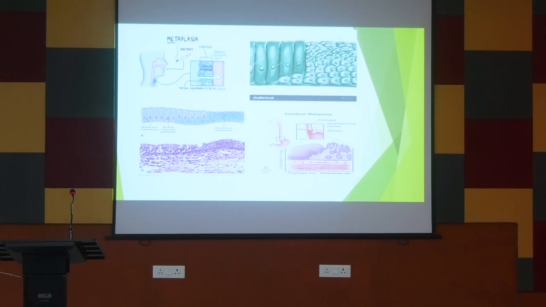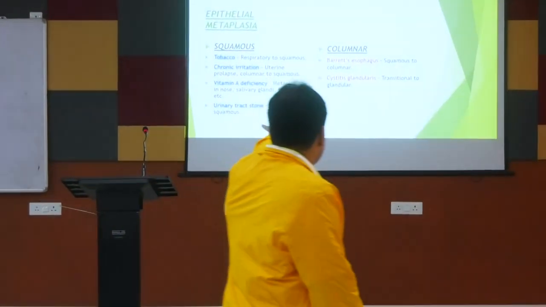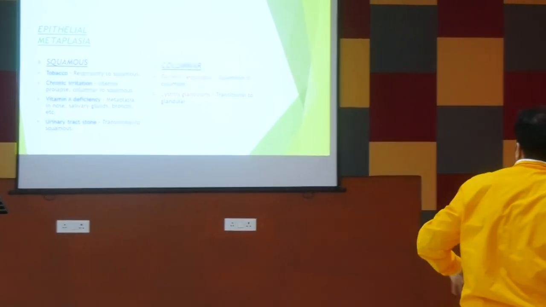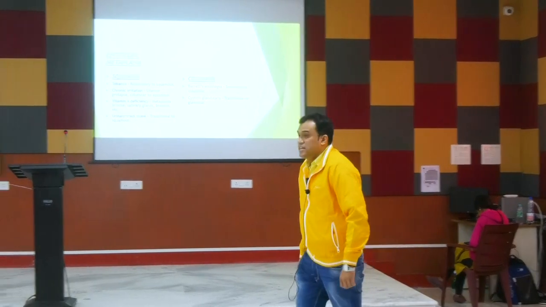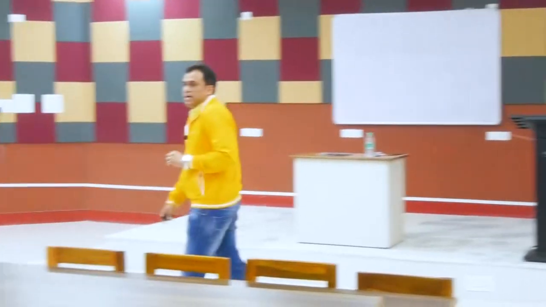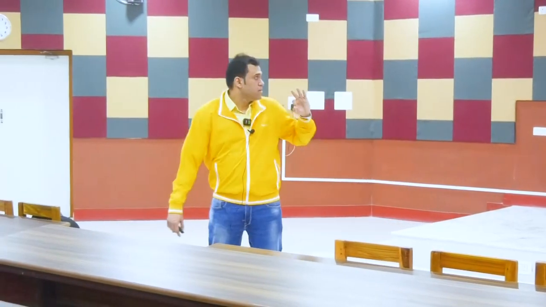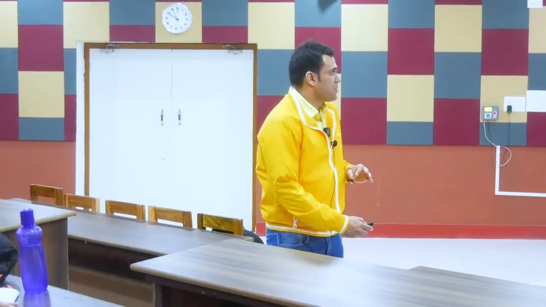Then the one which I just told you is Barrett's esophagus, squamous to columnar. So these are basically examples of squamous metaplasia, like tobacco, chronic irritation, vitamin A deficiency, and sometimes stones in the urinary tract, where transitional epithelium gets converted to squamous epithelium. Whereas columnar metaplasia is Barrett's esophagus, squamous to columnar. And cystitis glandularis, which you get in the urinary bladder, is transitional to glandular, okay?